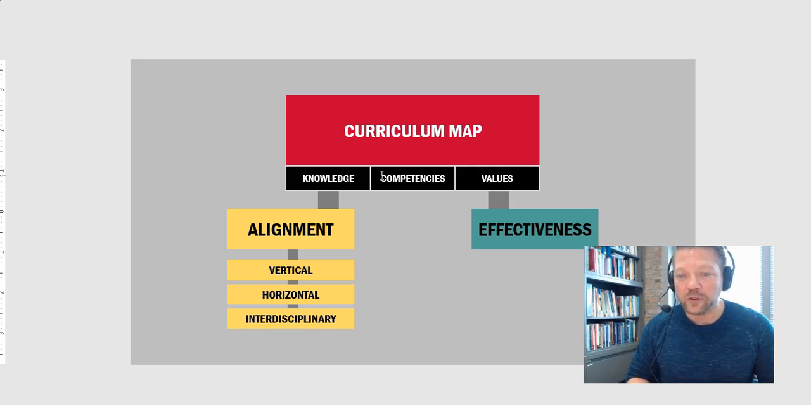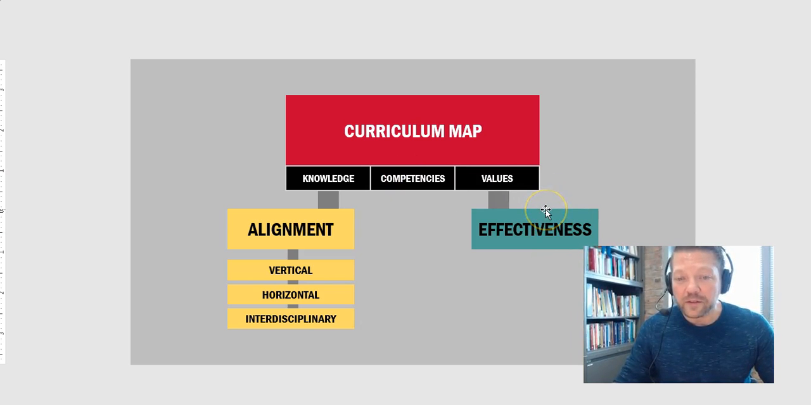Horizontal alignment refers to how knowledge, competencies, and values are defined in one course, and whether they're being developed the same way in another course in another program or within the general education program, and among instructors who are assigned to teach the same course. Interdisciplinary alignment is a way for us to ensure that knowledge, competencies, and values at the institutional level are also being developed within the major in the same way that they're being developed in our general education program.